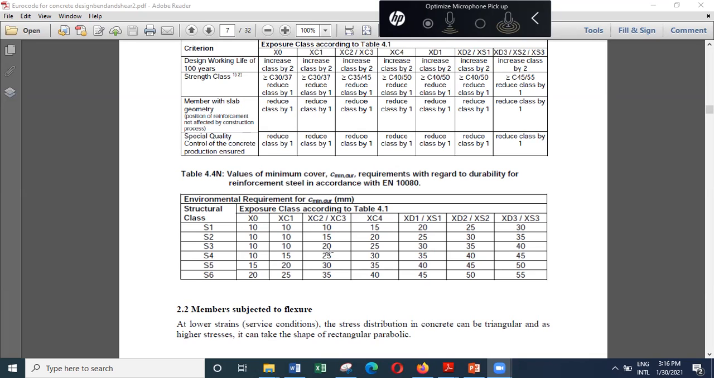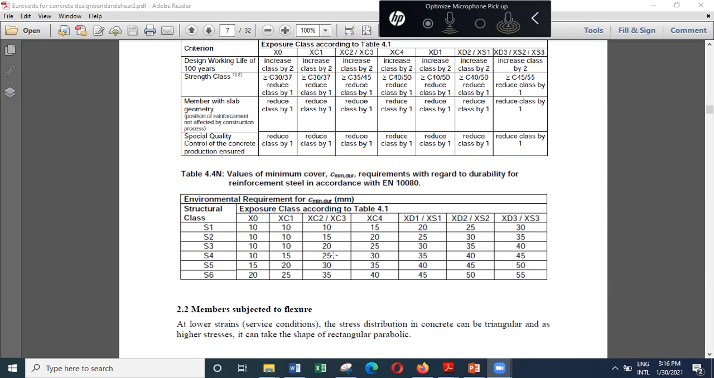We need a cover of about 25 millimeters for the reinforcement. In addition to this cover, the Eurocode actually specifies an additional allowance of about 10 millimeters to allow for any variations that can occur at the site conditions. So if you are not going to provide that variation, then you have better quality control and all that. The minimum cover required is about 25 millimeters.